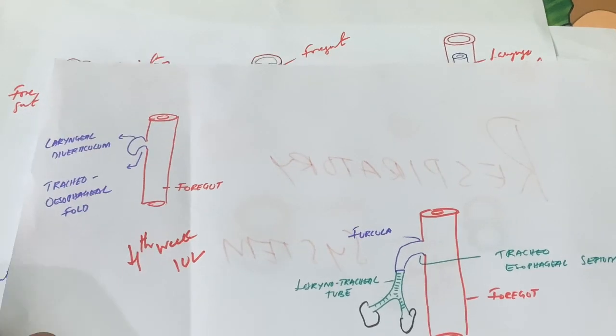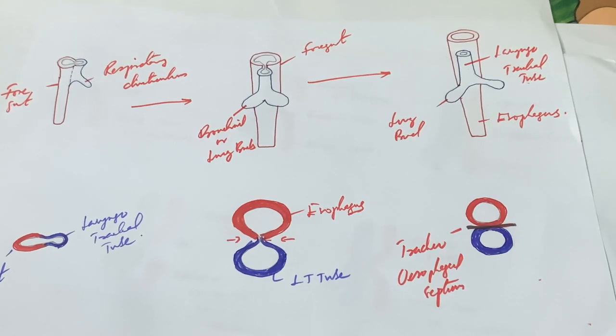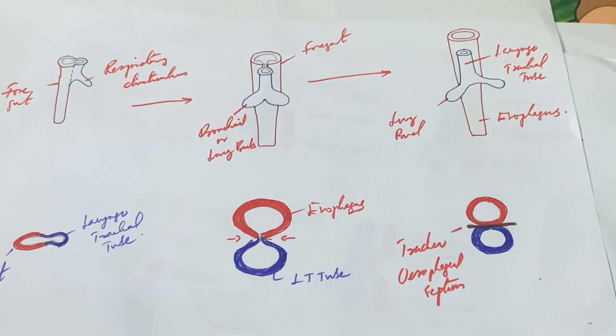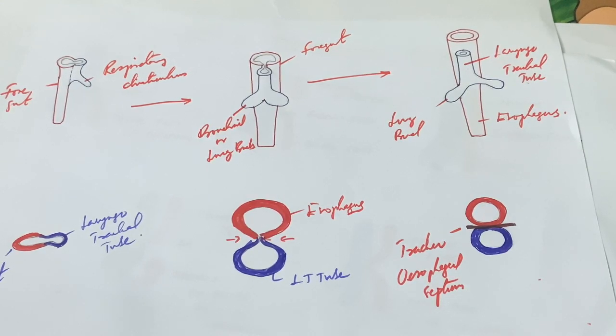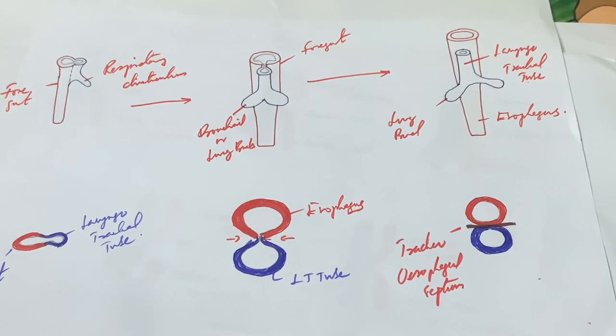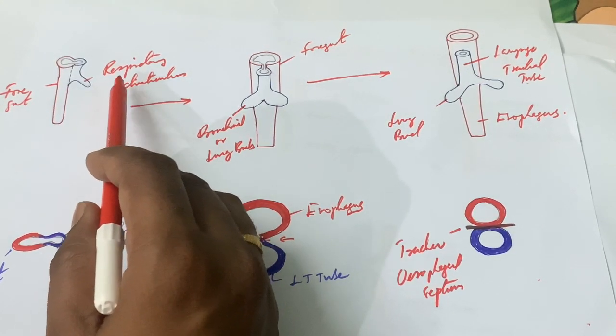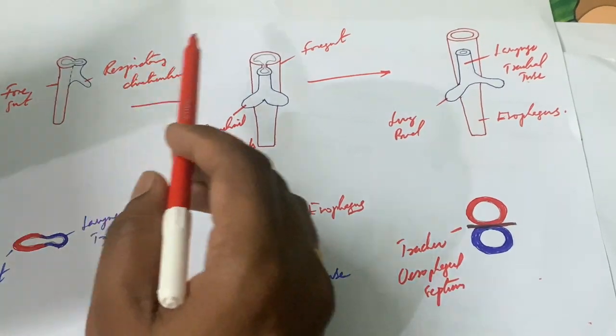Next, as the laryngotracheal groove deepens, it forms a longitudinal diverticulum, which is called the respiratory diverticulum, or also the laryngotracheal diverticulum.